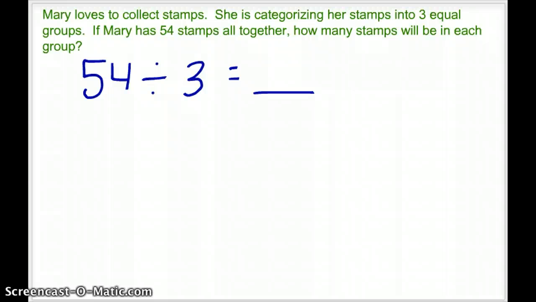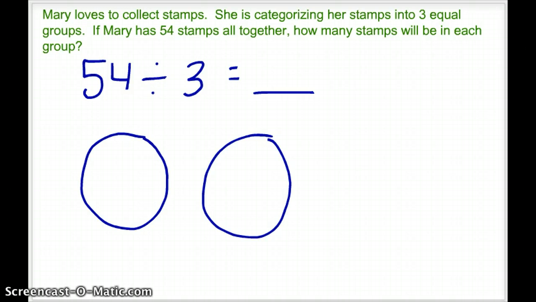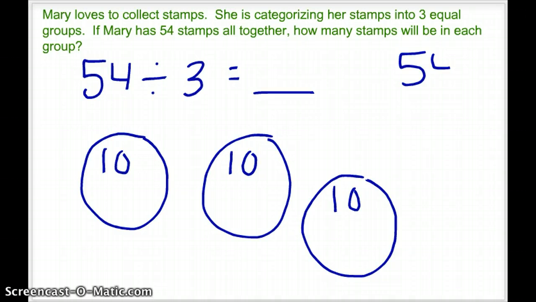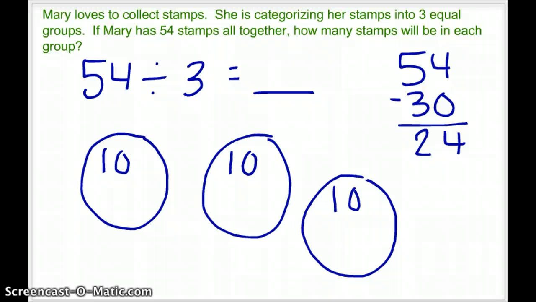If I'm using pictures to solve the problem, I'm going to also just draw 3 circles to represent the 3 groups of stamps. Now, I'm going to think of a larger number I can put in each of these groups instead of counting one at a time. I'm going to pass out 10 stamps to each group first. 10, 20, 30. 30 stamps have been passed out of the 54. So I can take them away from the bigger number. That means I have 24 stamps left to give to 3 groups.